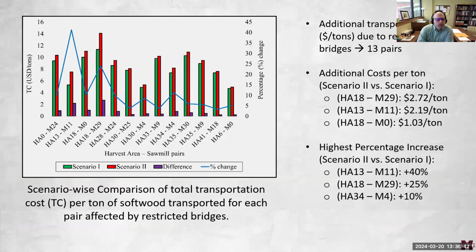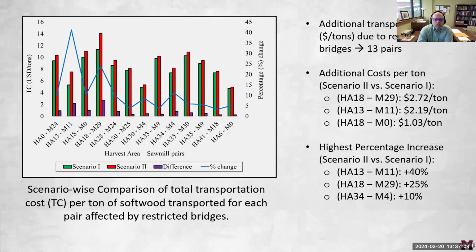All right, so here we're looking at a comparison of those total transportation costs per ton for each pair. The HAs are the harvest sites, and the M is the mill. So those are our pairs, right? Our paths, the two that are carrying the wood. And if we look at the additional transportation costs due to these restricted bridges, again, we got knocked down to only 13, so they're all accounted for there.